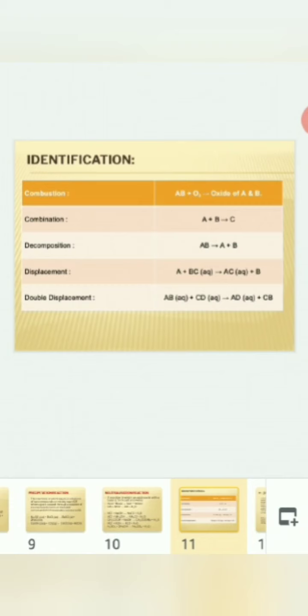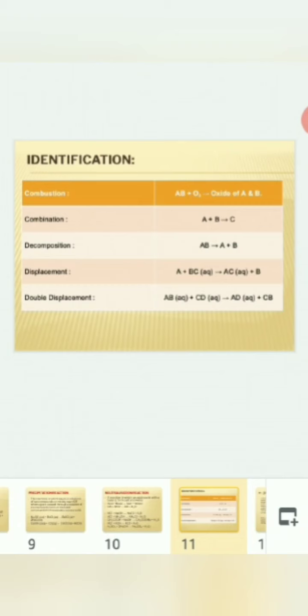Decomposition, where a compound will decompose to give you two or more single elements. So AB will split into A plus B. Similarly, displacement reaction, you can see the identification: A plus BC will give you AC plus B. So here a displacement reaction will happen where you will see B getting displaced by A. So that gives you AC plus B.